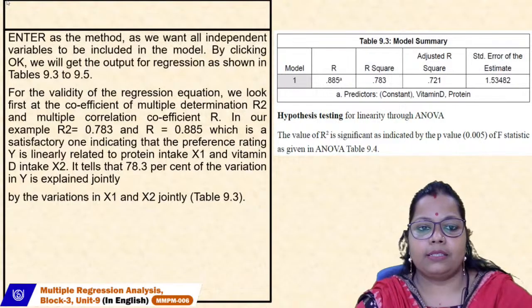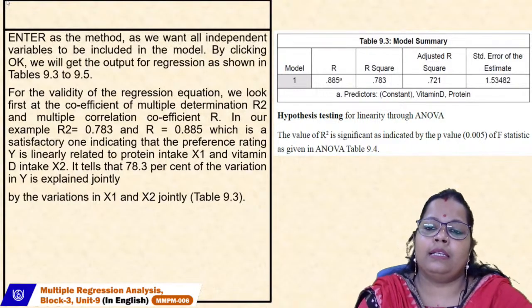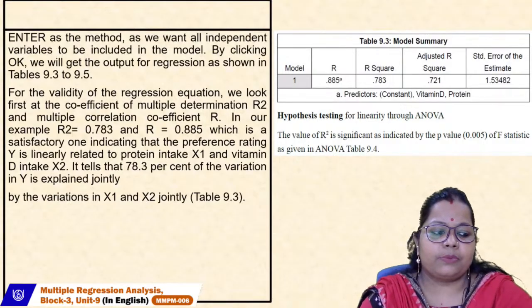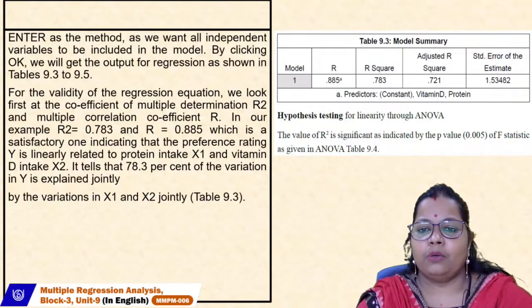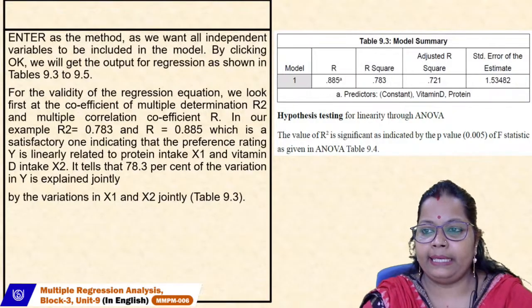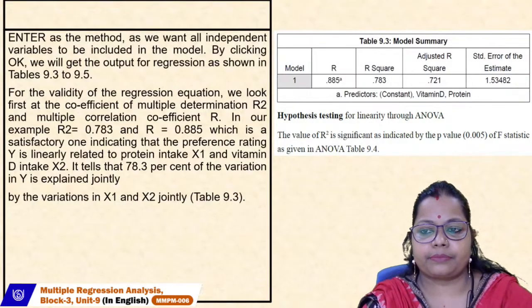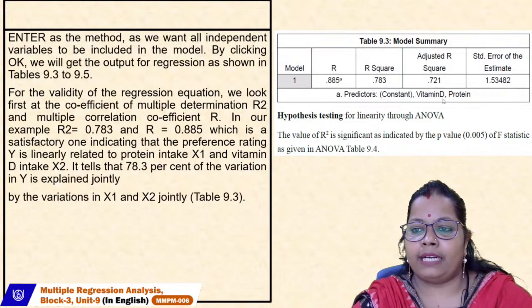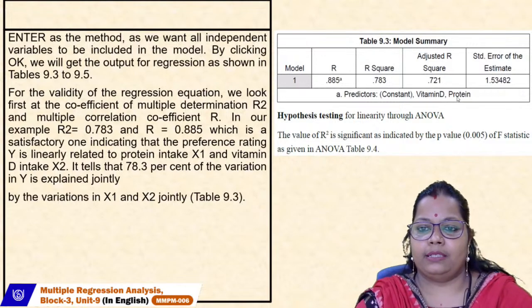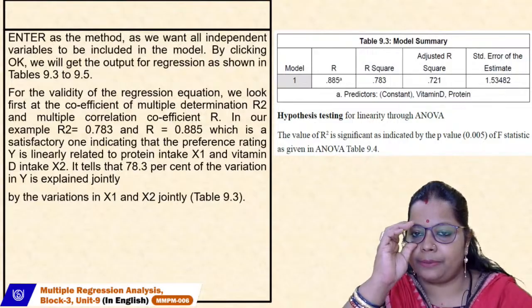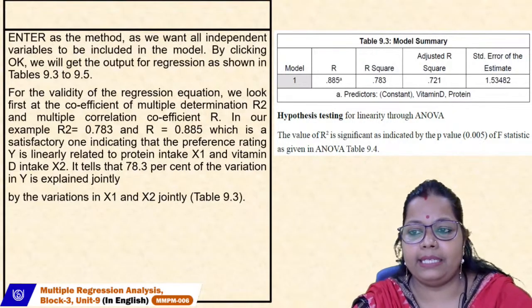After that, after the enter button, SPSS will give me a summary table, or you can say a model summary. In the model summary, the R value, the R square value, the adjusted R square value, and the estimated error are all given. As clearly mentioned, the predictors are vitamin D and protein. The meaning is very clear: as per the regression, the preference depends purely upon vitamin D and protein.